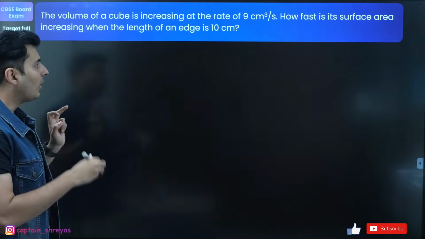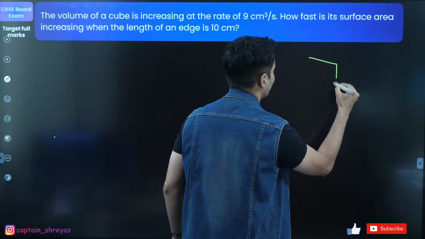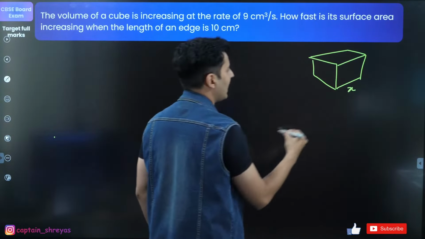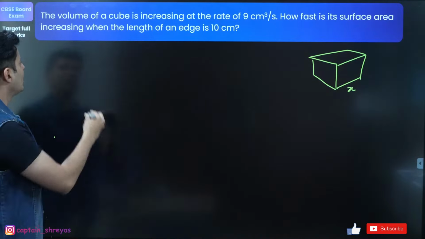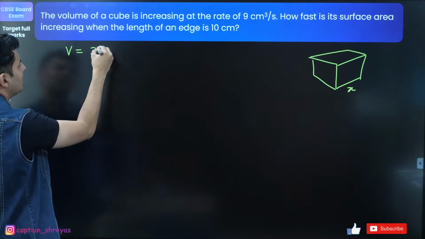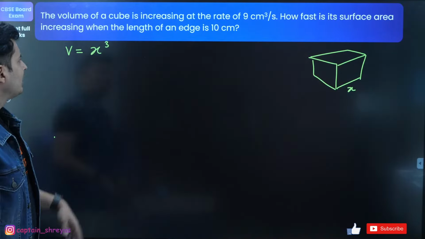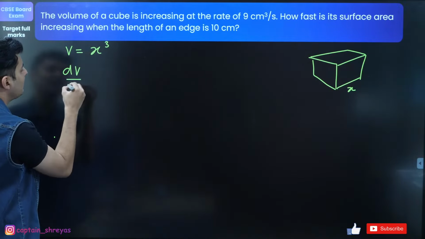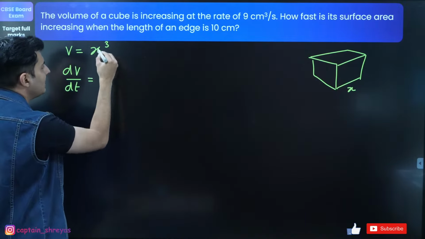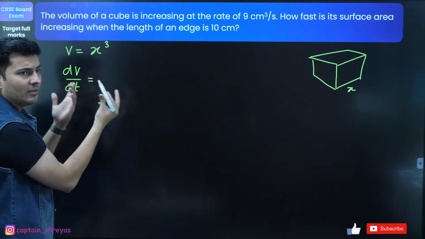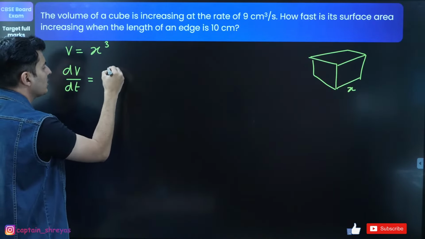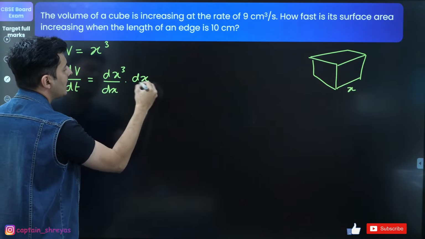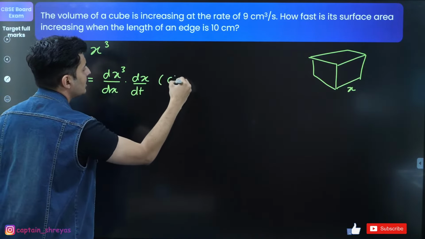Okay, so volume of a cube. If you have a cube, let's just assume the side is x. So the volume will be x cube, right? The rate of change of volume, that means dV by dt, will be the derivative of this, but I can't take the derivative directly. So I need to use chain rule. So d(x cube) by dx into dx by dt. What have I used? Chain rule.